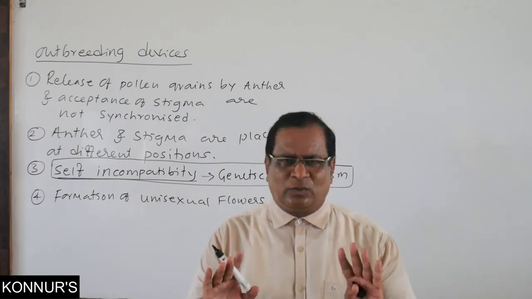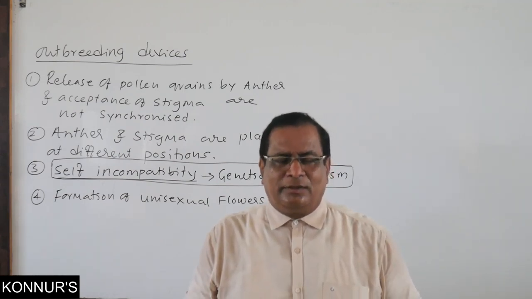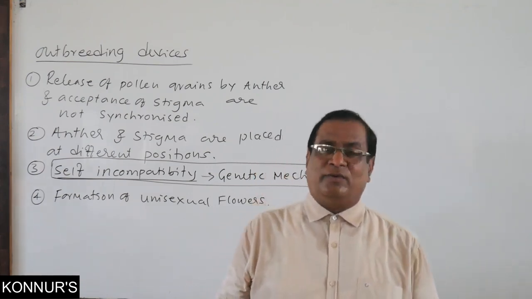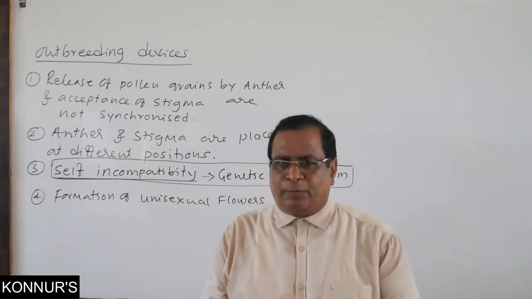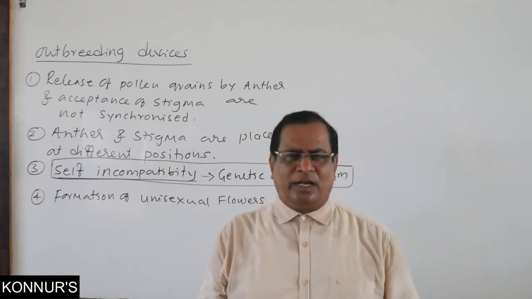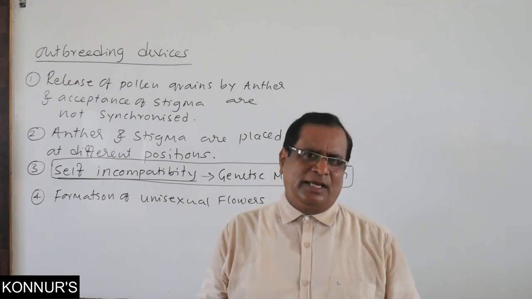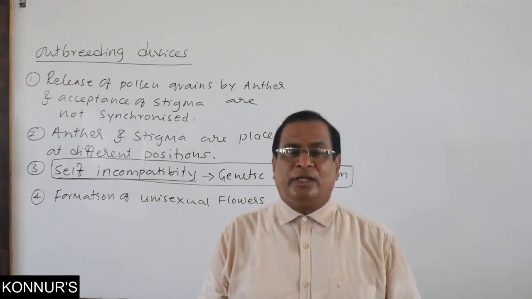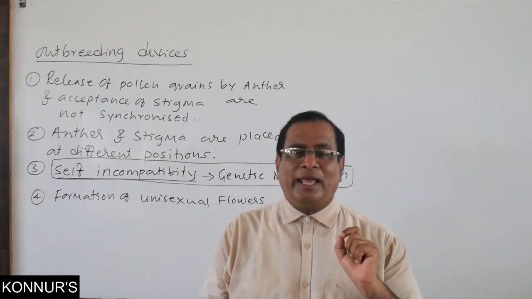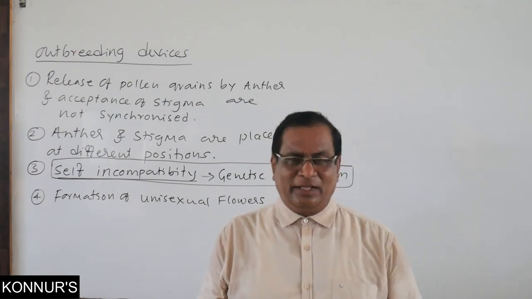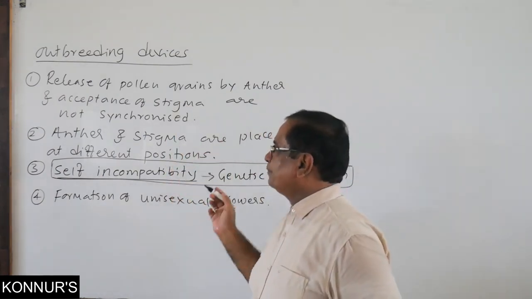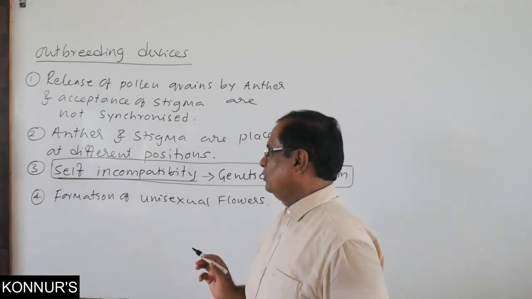If unisexual flowers are there, outbreeding and cross-pollination are a must. If bisexual flowers are there, even self-pollination is present, with maximum cross-pollination. But I have already mentioned, there are two conditions in bisexual flowers that favor self-pollination. One is chasmogamy, another one is cleistogamy. And remember all these things. It's a typical 2 marks question also.